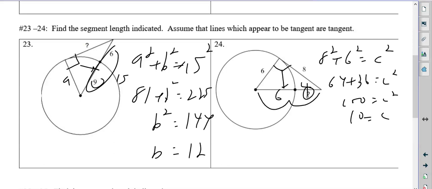Okay? So the missing area was 4. The whole side length is 10.